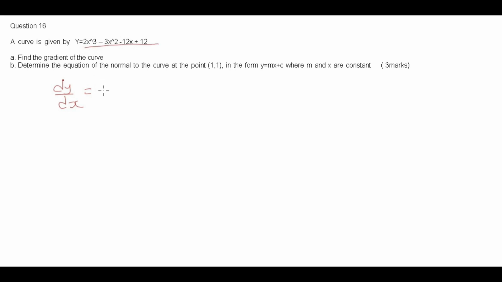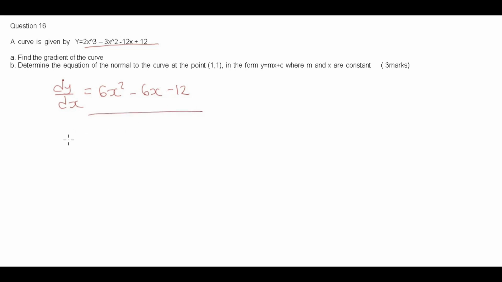2x³ differentiates to 6x², minus 3x² gives 6x, minus 12. Since there is no variable in the 12, it is a constant, so we leave it like that. So the gradient of the curve is 6x² − 6x − 12. This is the gradient of the curve.